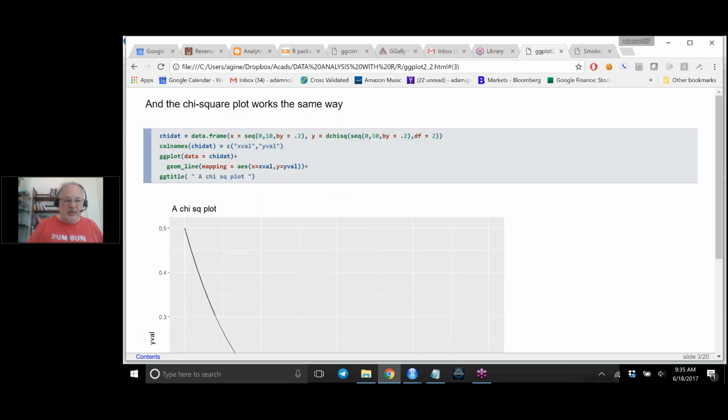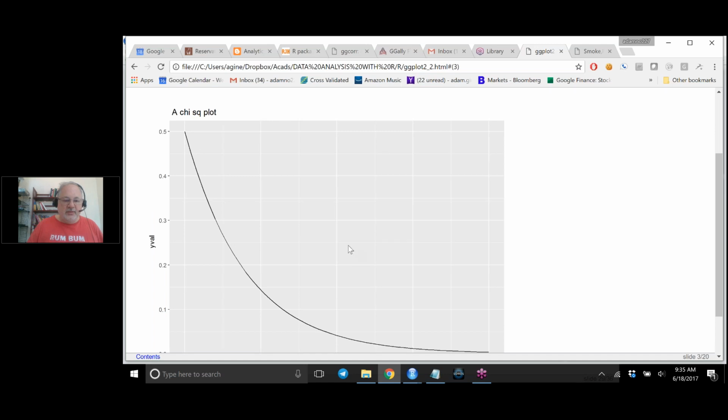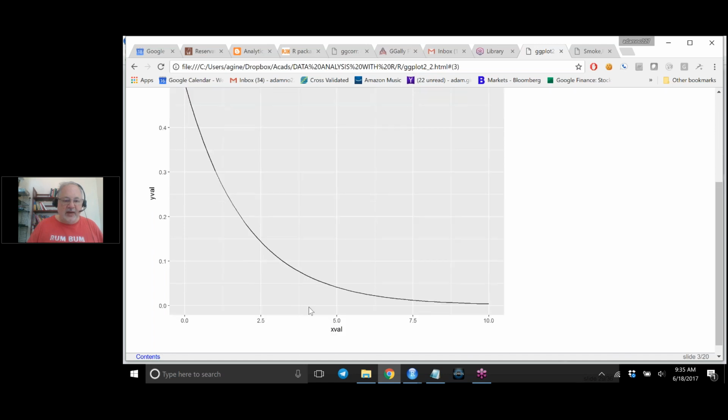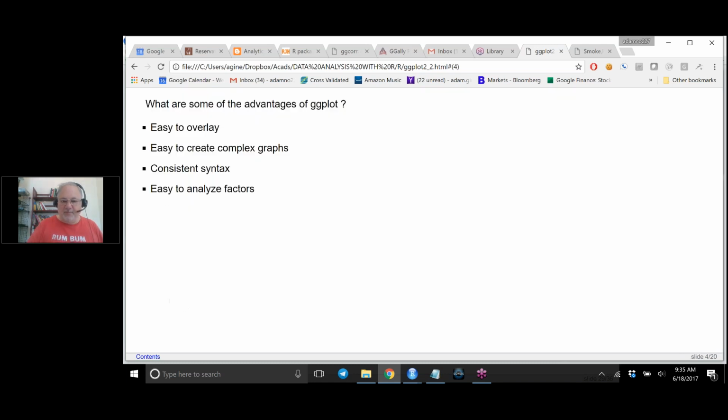I can do the same thing with a chi-square plot. The only difference is I make a data frame and use, instead of dnorm, dchisq. That gives me the density of the chi-squared, and here's a plot. Again, just as I said, the chi-squared values are calculated as the area under a curve. And you can see, with chi-squared, as the value you calculate gets further away from the value you expect, the probability of this happening gets smaller and smaller.